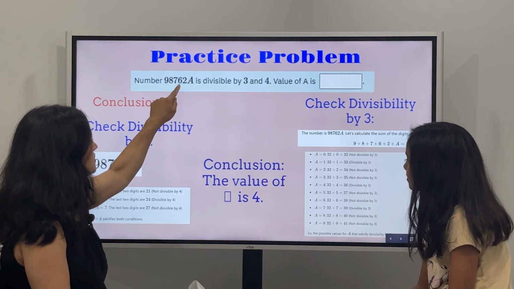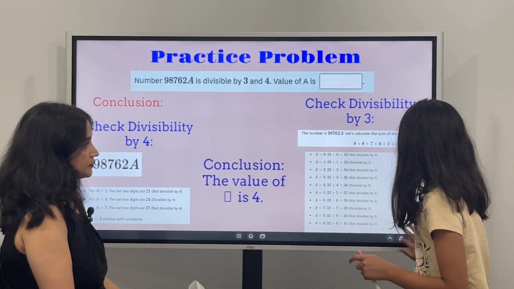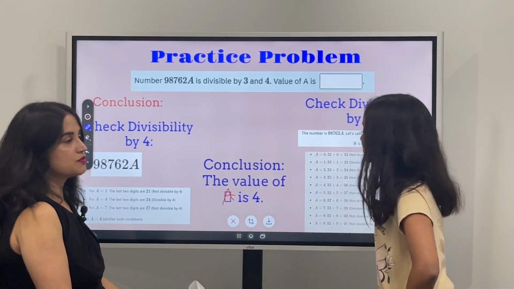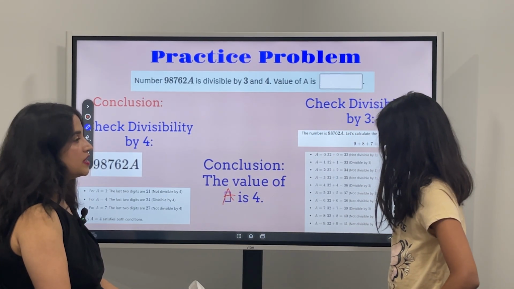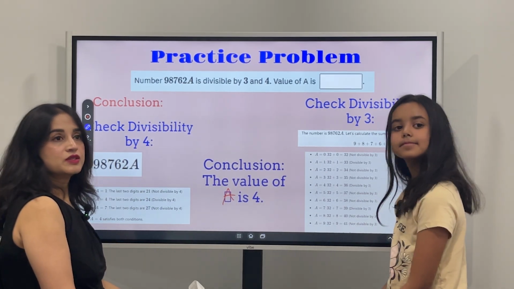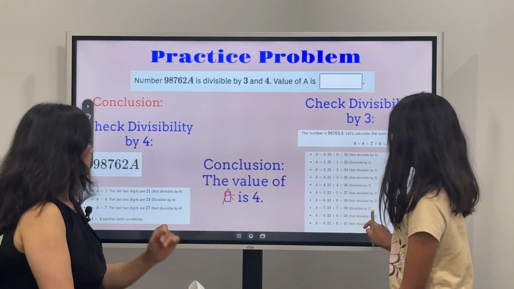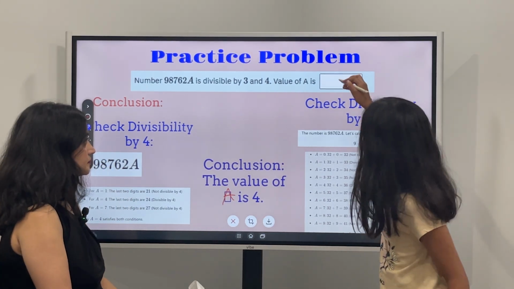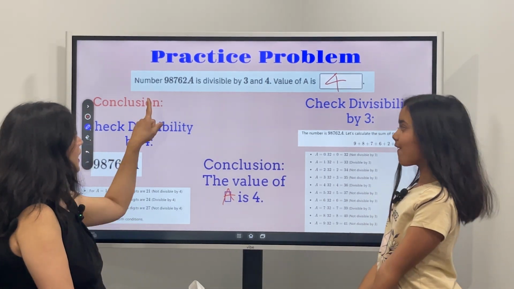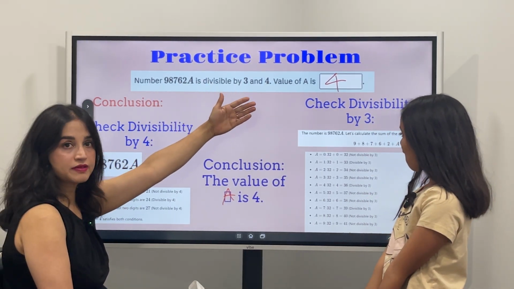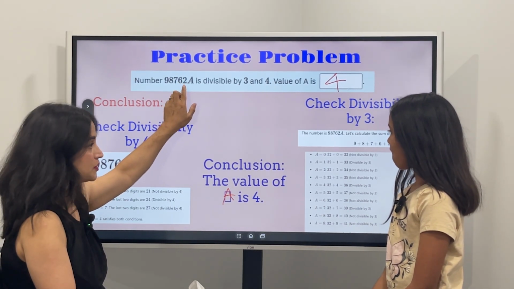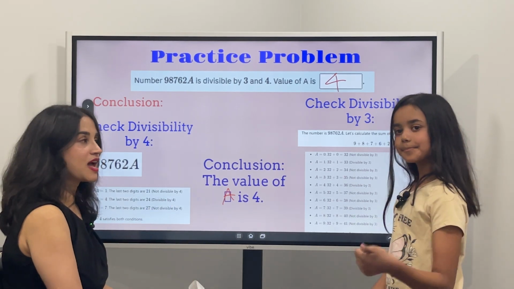So the number is 9, 8, 7, 6, 2, 4. Since it can be divided by 3 and 4 when A equals 4, A equals 4 is the right answer. If you add all the digits, the sum is divisible by 3, and 24 divided by 4 is possible. So it matches the answer.